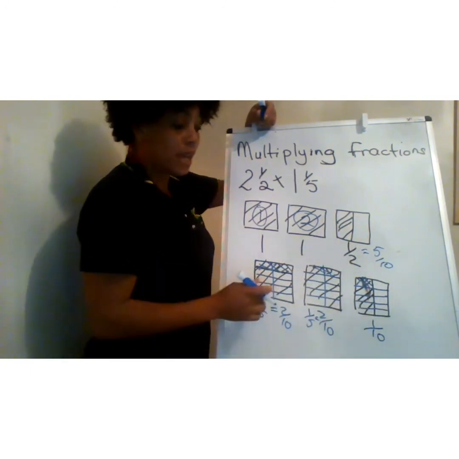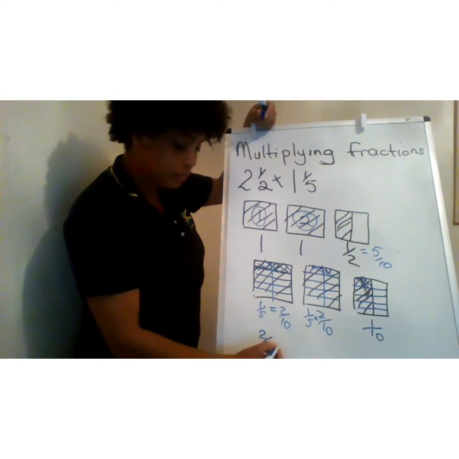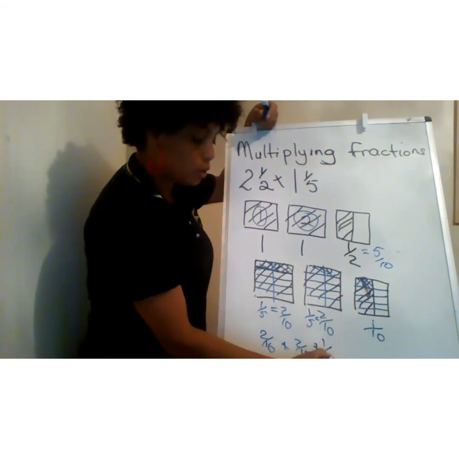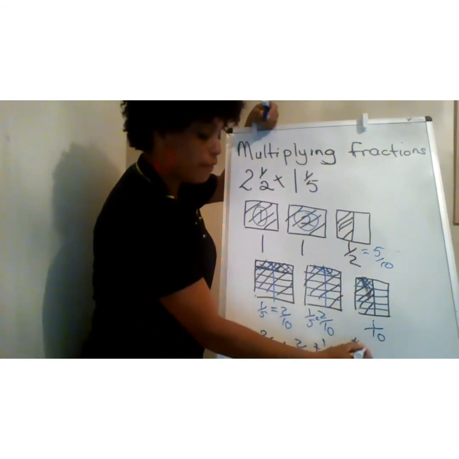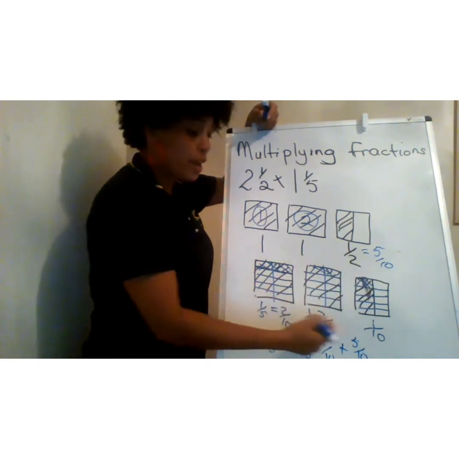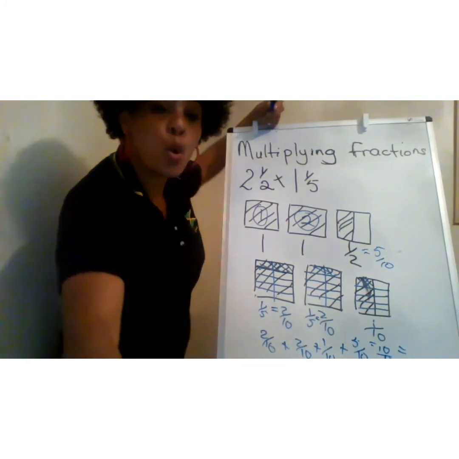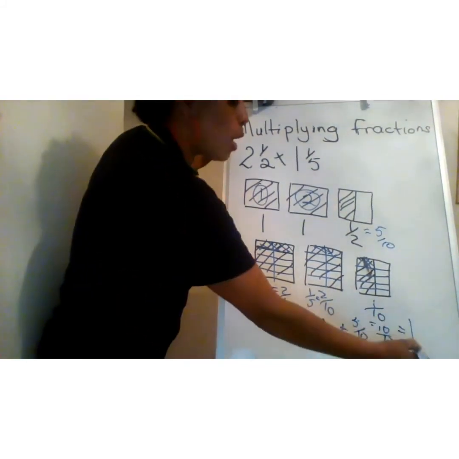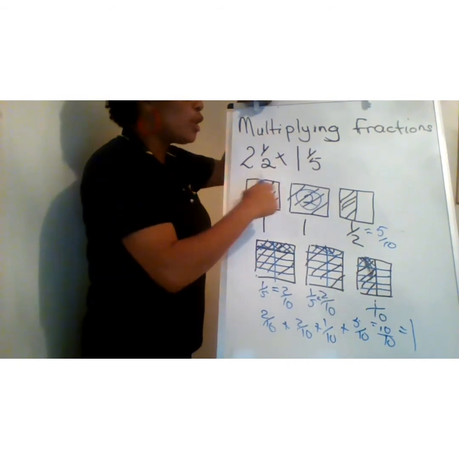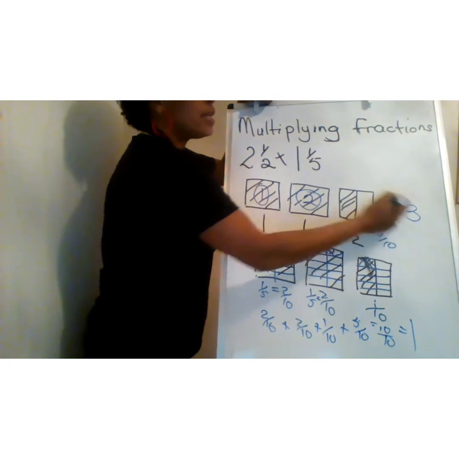So all the pieces together make 10 out of 10. Because here we have 2 out of 10, plus another 2 out of 10, plus another 1 out of 10, plus another 5 out of 10. That makes 10 out of 10. So the pieces that were there make 10 out of 10, and 10 out of 10 is 1 whole. So the pieces that were there make up another cake. So I have 1, 2, and the pieces that were there make up another cake. So my answer is 3.